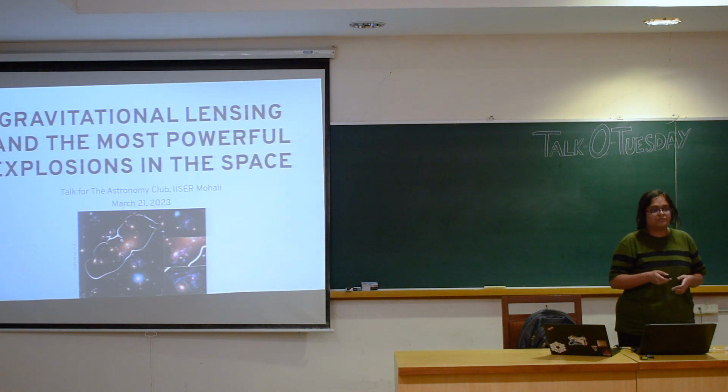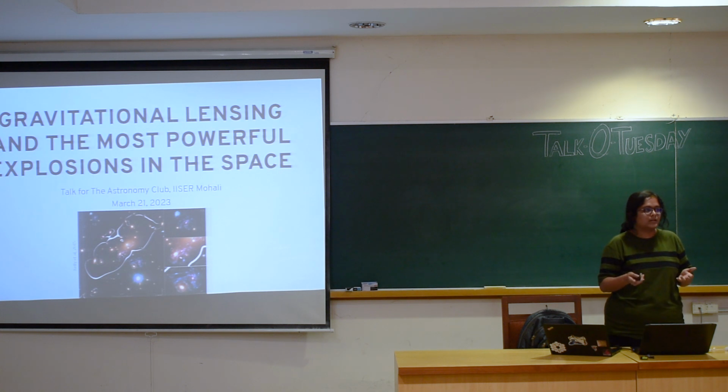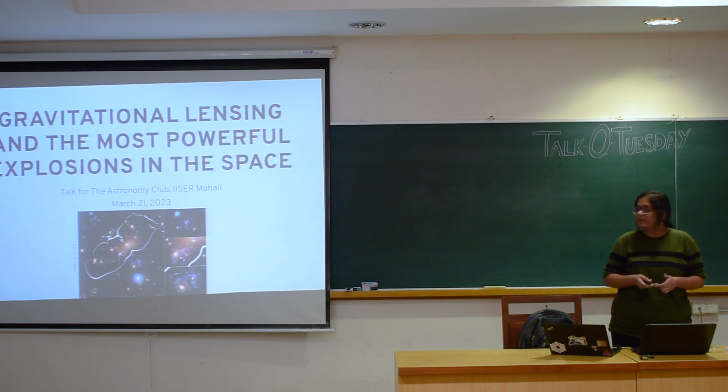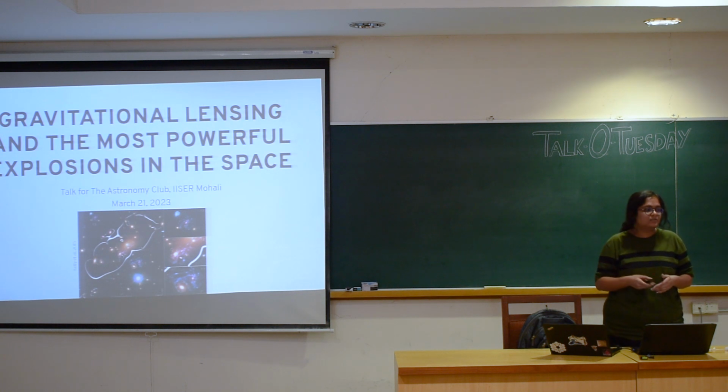a mathematical overview of the theory of gravitational lensing. When we say that we are studying a gravitationally lensed system, what do we mean, what parameters do we study, and how are they mathematically described? That is what I will be talking about in the first part. Then I will come to the most powerful explosions, the supernovae. I will briefly introduce what supernovae are and what this particular class, Type Ia Supernovae, which I have been working on, is.